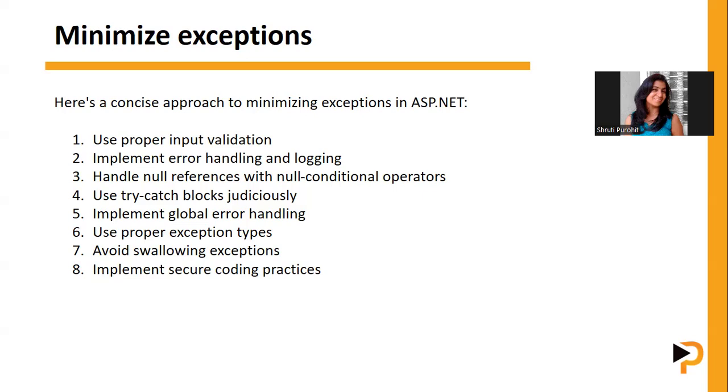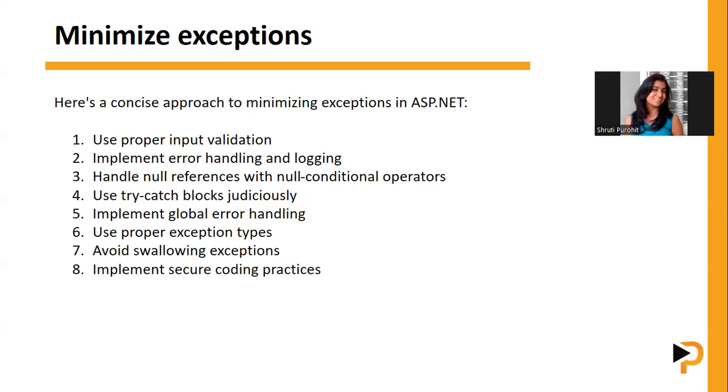Use try catch blocks judiciously. Wrap the code that may throw an exception in a try and catch block, but only where you can meaningfully handle the exception if it occurs. So avoid using try catch as a control flow mechanism. It should not control the flow of your execution. If an exception occurs, only in that case should this code be executed. It should not handle the actual flow of your application.